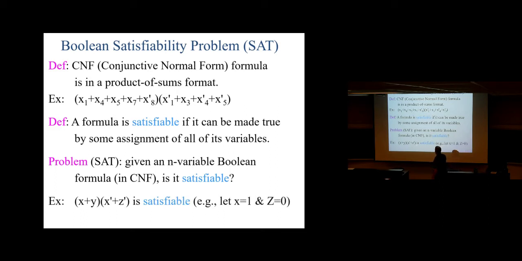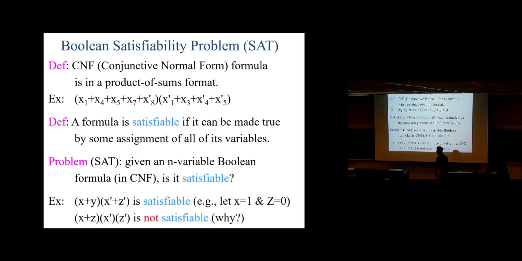So for example, this formula is satisfiable. How do we know? Well, you assign x to 1 and z to 0, and you'd have 1 plus something that's true, and z is 0, so this whole clause is true. So true times true is true, so the whole thing is satisfiable through this particular assignment. And there could be other assignments that make it satisfiable, and that's okay too.